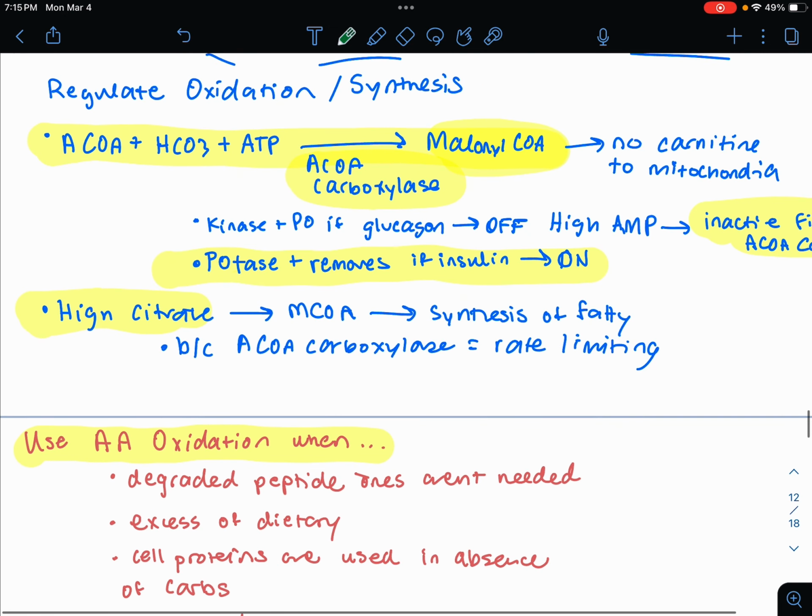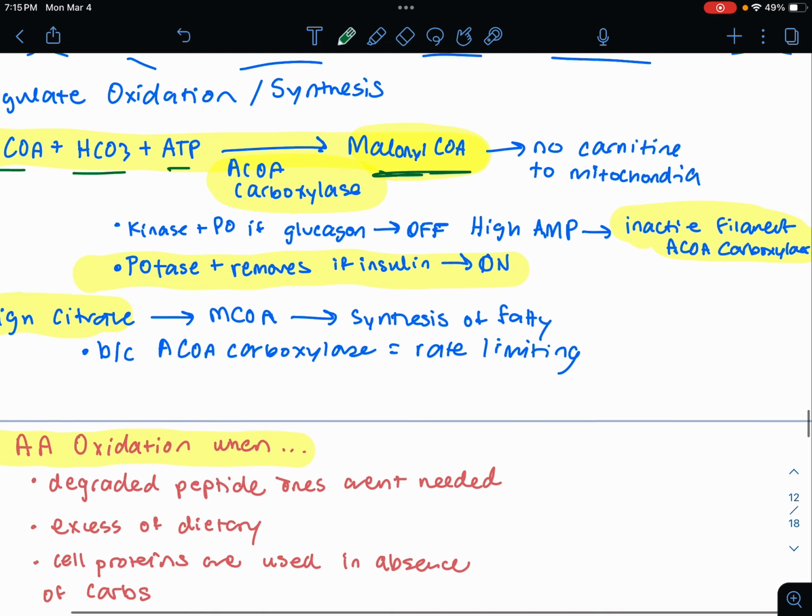Right, so how do we regulate oxidation and synthesis? It's tightly regulated. One of the main parts is malonyl-CoA. Remember this priming step where we took acetyl-CoA, bicarbonate, and ATP, and we had the acetyl-CoA carboxylase to form malonyl-CoA. Well, the first intermediate, this malonyl-CoA of cytosolic fatty acid synthesis, blocks the entry of the fatty acids into the mitochondria. So in this situation, we have a kinase and phosphorylation. If glucagon is present, the acetyl-CoA carboxylase will be turned off.